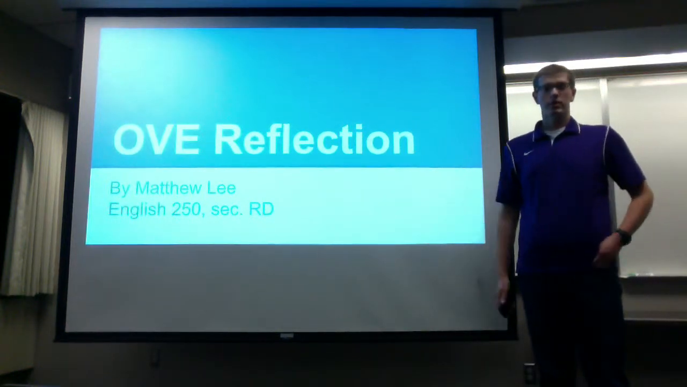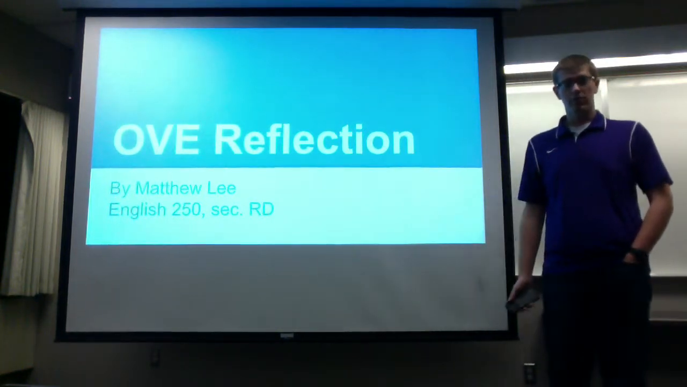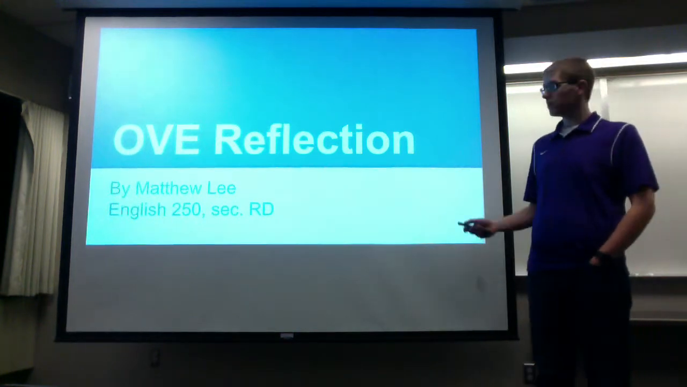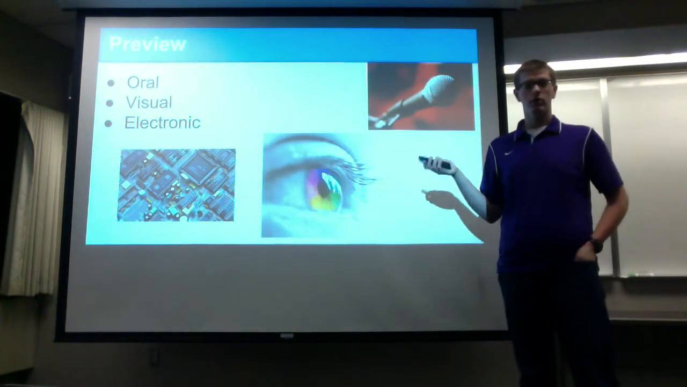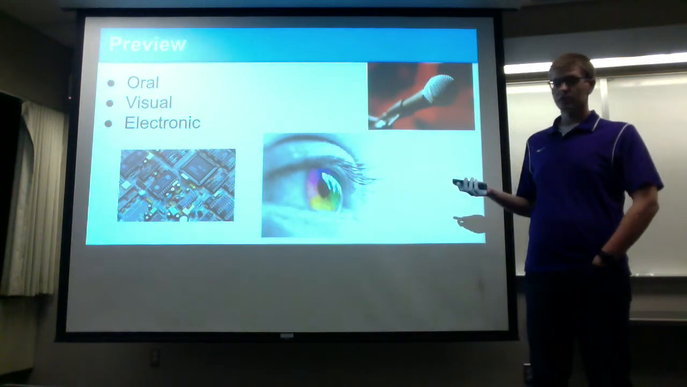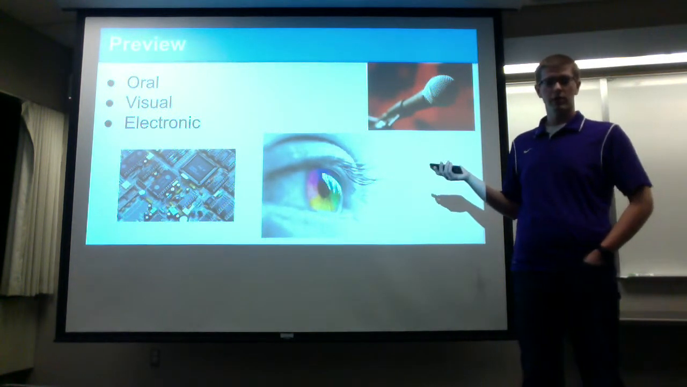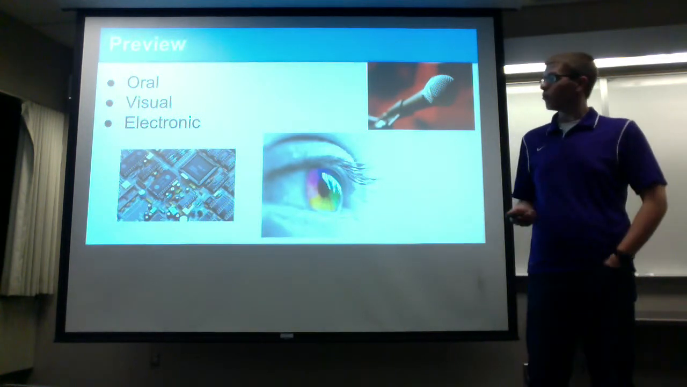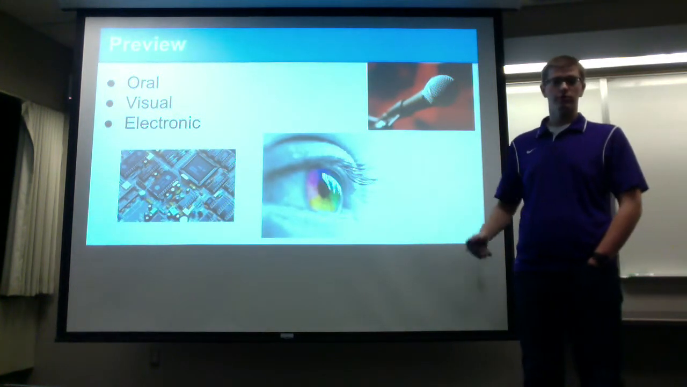When it comes to communicating, we as human beings have a number of different methods that we can choose from. Among the top three are oral, visual, and electronic. For my English 250 assignment 6, I'll talk about three different assignments that I had for each of these categories, what I liked about the assignments, and what I could improve for next time.